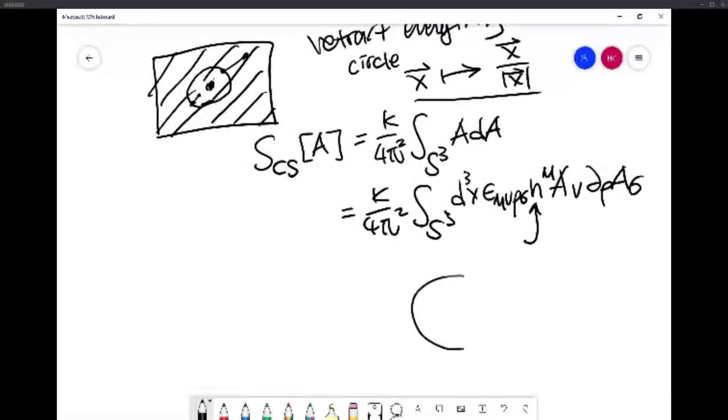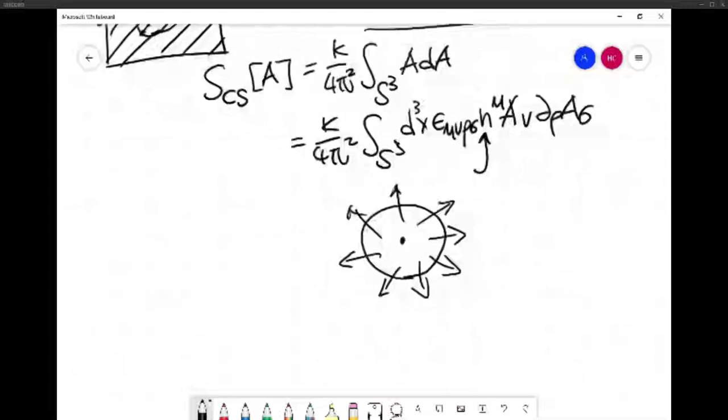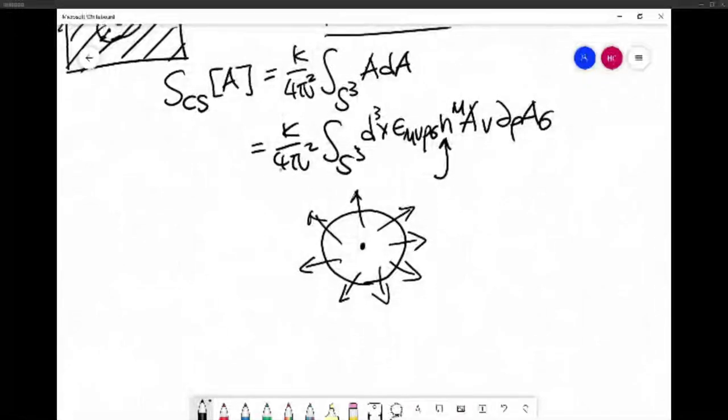Because here, the unit normal is literally just, you have the unit sphere, the unit three sphere, and the unit normal is just this, right? So it just points out like this. So the appearance of S3 sort of explains why I have 4k squared in front. Well, technically, probably not, but it is the volume of spheres. Volumes of unit spheres have this prefactor.